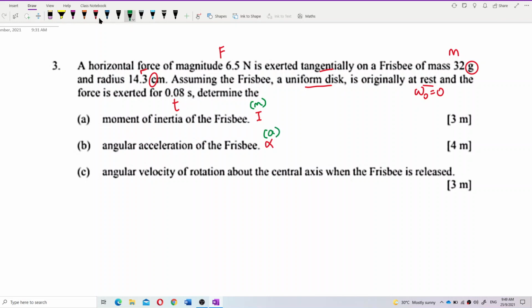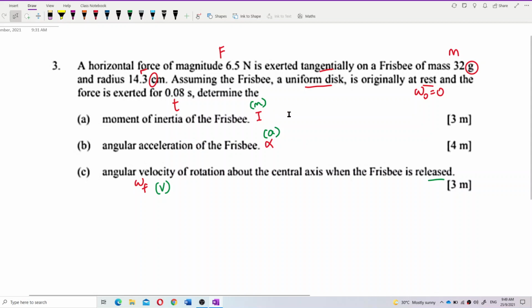And then you ask for angular velocity. This is actually the final angular velocity when the frisbee is released. That means it's the final already, like the final velocity. When it's released, because the person is rotating the frisbee until it is released, that means it's the final velocity.